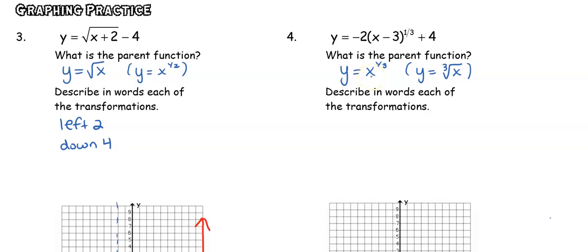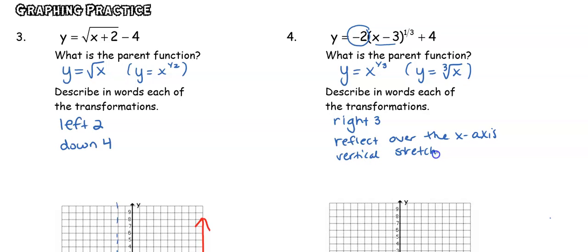Radicals are fractional exponents. We got a lot of transformations here. On the inside, that -3 tells me that we're going right 3. The -2 multiplier is telling us two things. One, that we are reflecting over the x-axis. And two, because it's multiplying by 2, it is a vertical stretch by 2. And then last, the plus 4 on the outside tells me that I'm going up 4.